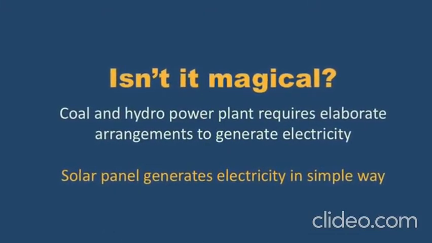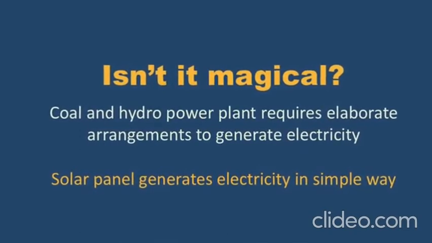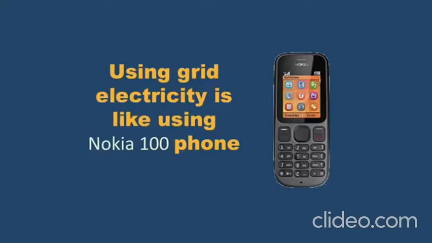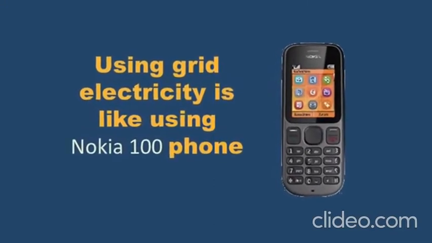The generation of power using coal power plant is very complicated. You need to mine the coal and bring the coal to the power plant and then generate electricity and then again transport electricity hundreds of kilometers before it comes to your house. And this grid electricity is a very old technology, almost 100 years old. So when we are using electricity from the grid, to me it looks like we are using an outdated Nokia 100 phone, while the whole world has moved on to a very smart phone, right?